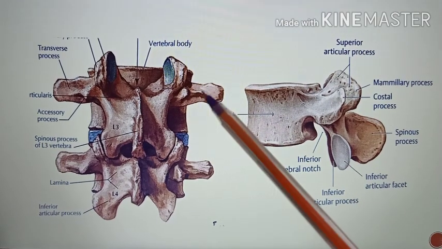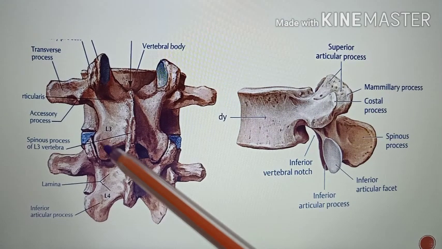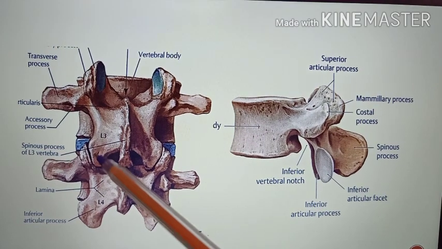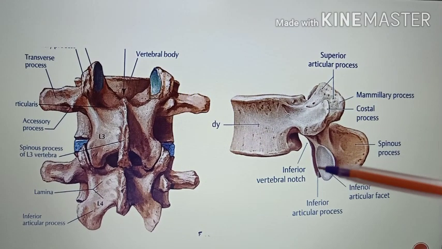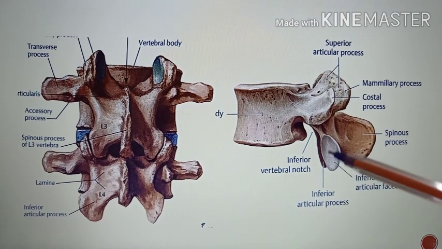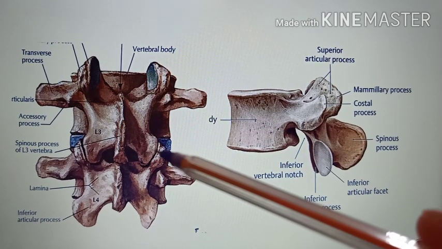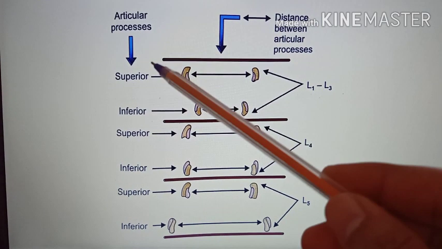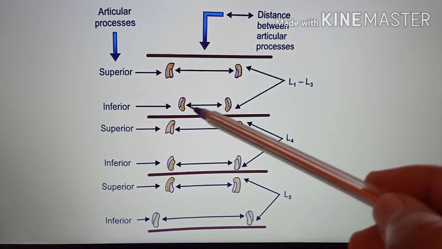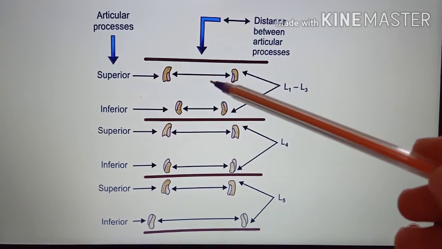Now in this picture you can see the superior articular facet. Here are the inferior articular process as well as the inferior articular facet. The inferior articular facet is convex in shape. It faces forwards and laterally. If you see this picture, these are the superior articular facets and these are the inferior articular facets. This figure is showing the distance between the articular processes.